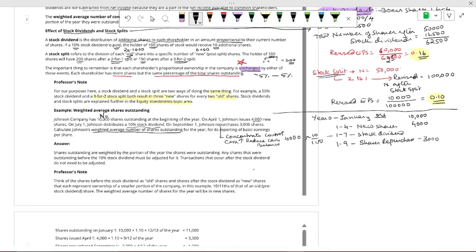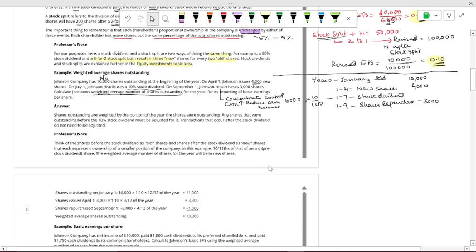Okay, I have a question. Tell me. So on January 1st, they issued 10,000 shares. On April 1st, they issued another 4,000 shares. On July, however, Johnson distributes a 10% stock dividend. Do I always calculate the 10% of the N0 or N0 plus N1? It's always N0, right? No.